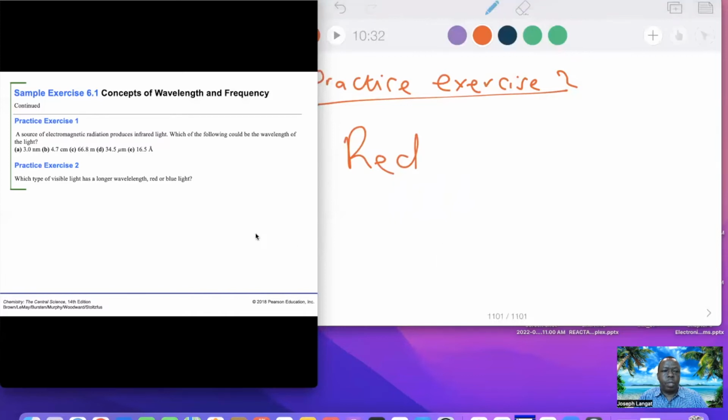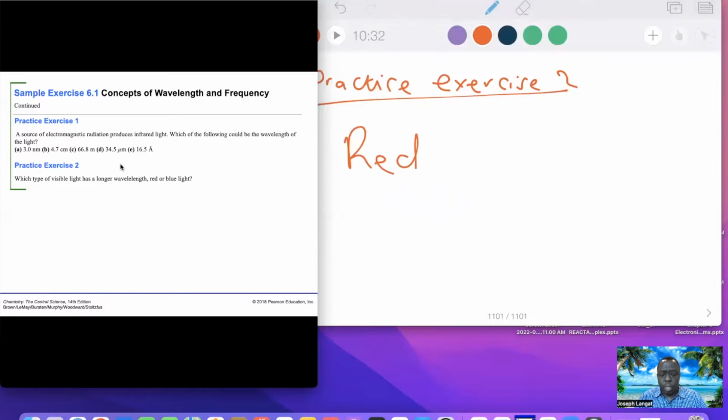All right, red. Let's see A. How will you do again? I know we covered that. Let's see one. A source of radiation produces infrared light. Which one of the following will be the wavelength of light?